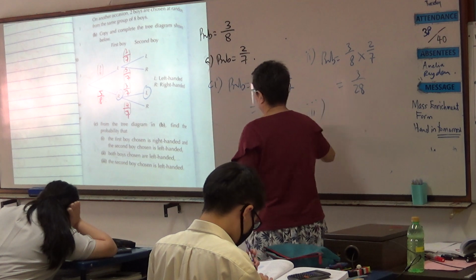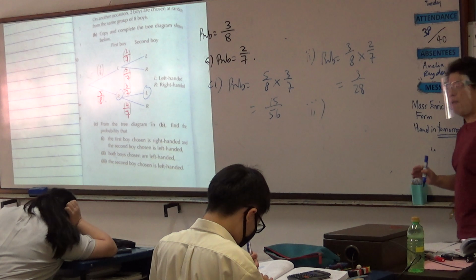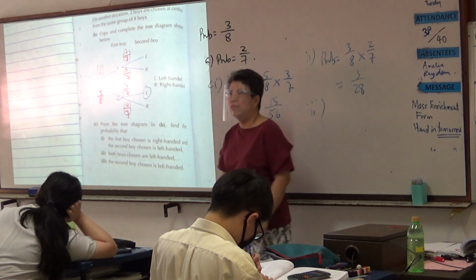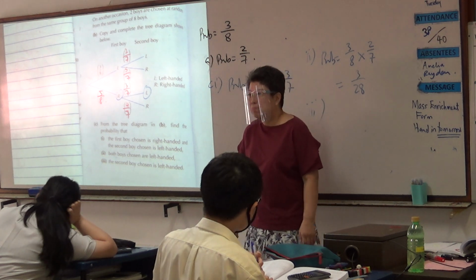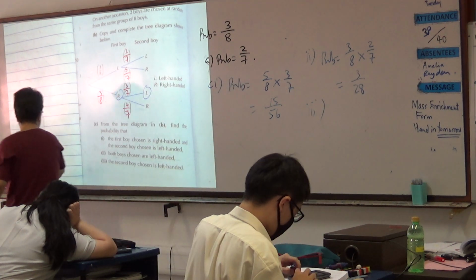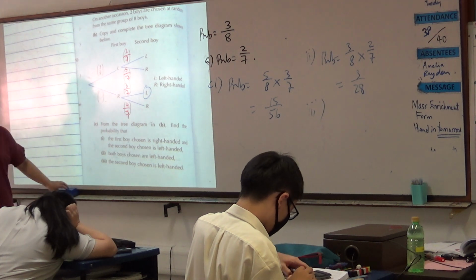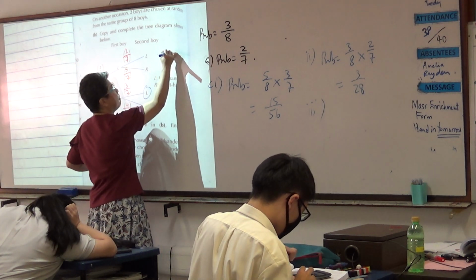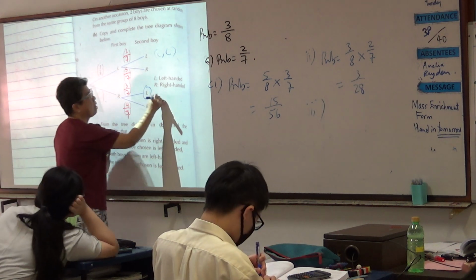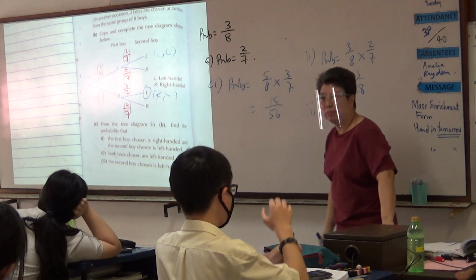Now, last part, part 3. Look at part 3. Can you tell me what today one? The second boy chosen is left and right. Correct. Yes or no? Second boy chosen is left and right. Okay. Now, when will the second boy chosen be left-handed? When it is left, left, right. Alright. And what? Right, left. Agree? Then the second boy is left.